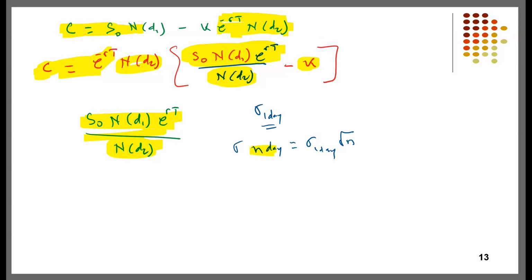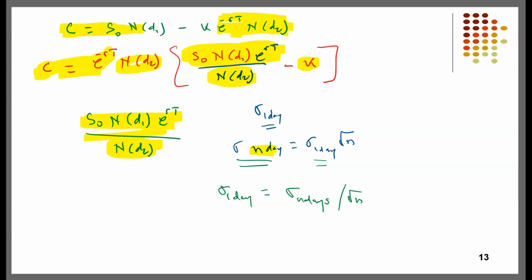And so if we want to work backwards, and we are given the n-day standard deviation and need to find the 1-day standard deviation, it is going to be equal to the standard deviation for the n days divided by the square root of n.